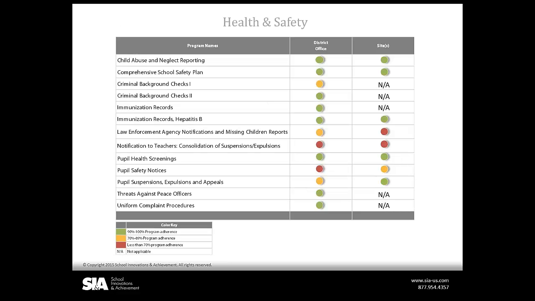This next slide shows you the health and safety category and all the different mandates that are a part of that. I want to point out the notification to teachers mandate, which has really been a nationwide issue when it comes to teacher safety. And as you can see, we have the two red marks next to that mandate. Now, the notification to teachers mandate requires a district to notify a teacher when a student is suspended or expelled, and it requires them to inform a teacher of the student's past 3-year history as well. And it's not unusual for a district to have difficulty in this area.